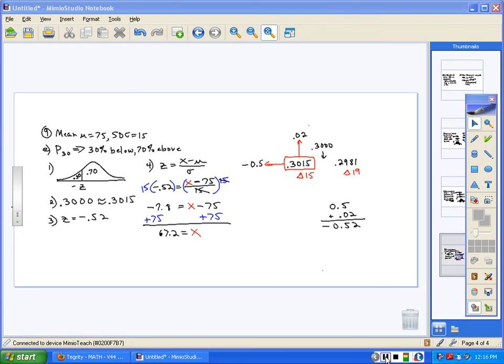Now, if you really hated that, there's an alternative formula, which I'll do over here. You can use this formula, x is equal to mu plus z times sigma. But that formula is not on the formula card, so if you want to use it, you need to memorize it. And so x would be 75 plus a negative 0.52 times 15. And of course, that would come out to be 67.2. Okay, so either one of those formulas will work.